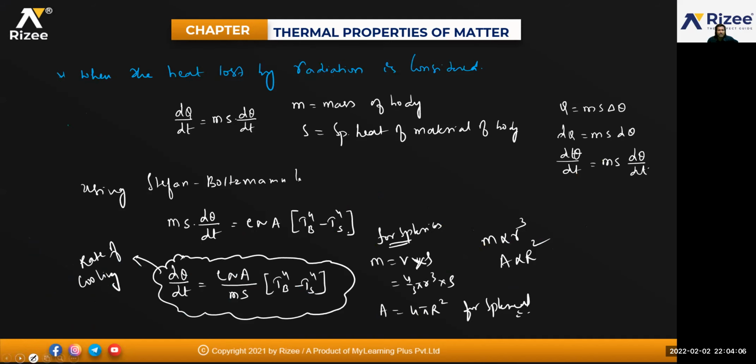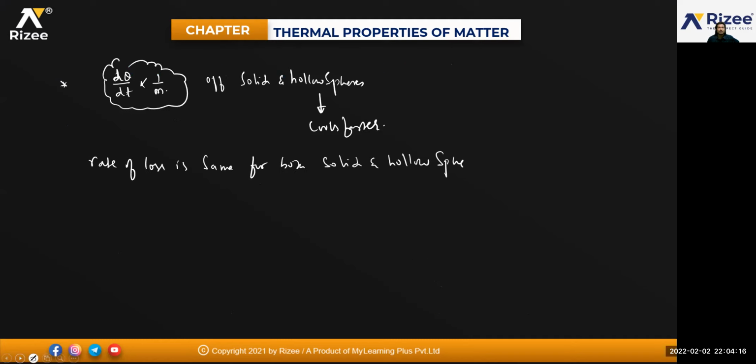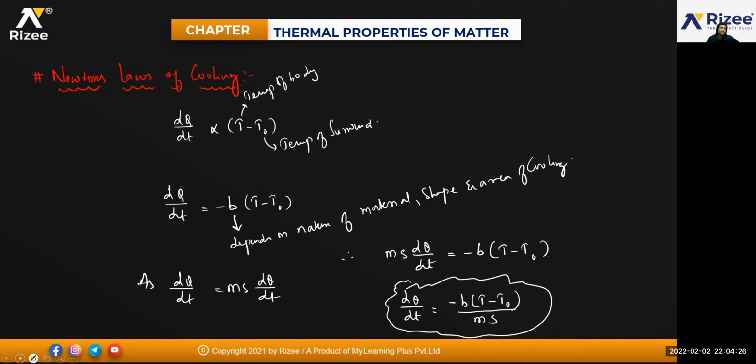The next one is some of the relations. If mass is given in the form of a sphere, mass is equal to volume into density. Volume is 4 by 3 pi r cube into rho and area is equal to 4 pi r square. And the last one is dQ by dt is inversely proportional to mass. So rate of loss is the same for both the solid and hollow sphere, but of the solid and hollow sphere, which cools faster? The hollow sphere will be cooling faster.